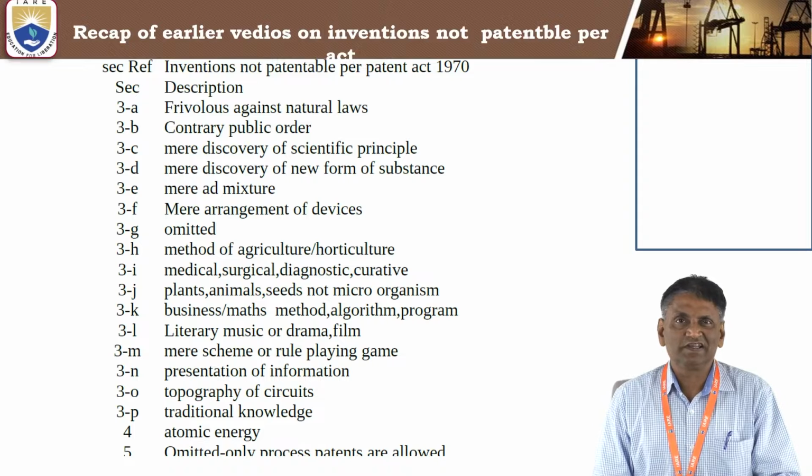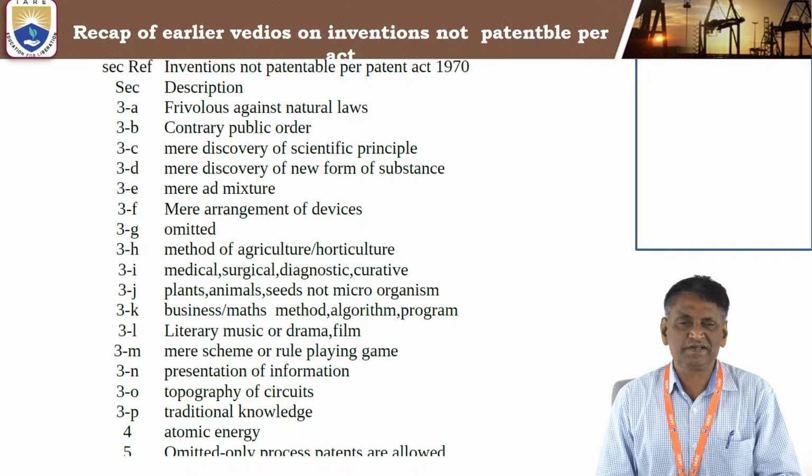Similarly, other sections, 3C, mere discovery of scientific principles. E is equal to mc square, that you cannot patent, because if it gets patented, nobody else can use that equation for any purpose. So pure mathematical equations or scientific principles cannot be patented.